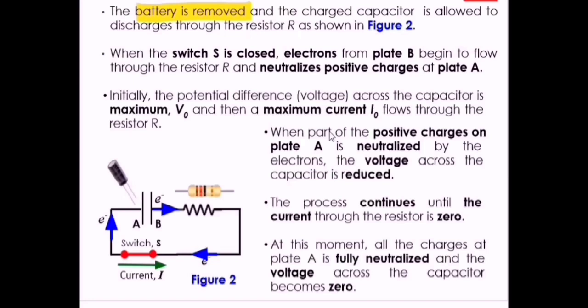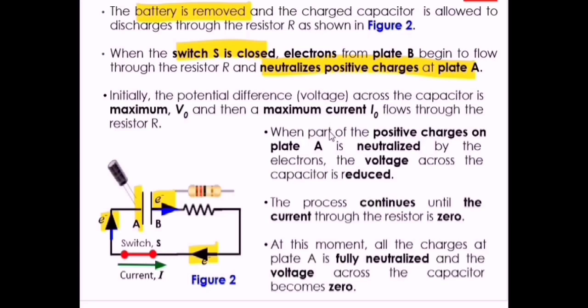Okay, so when the switch is closed, electrons from plate B begin to flow through resistor R. Remember how the capacitor is already charged with electrons. So the electrons will flow out from plate B, flow through the whole circuit, and neutralize the positive charges at plate A.